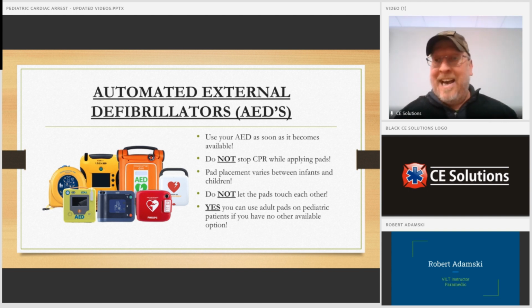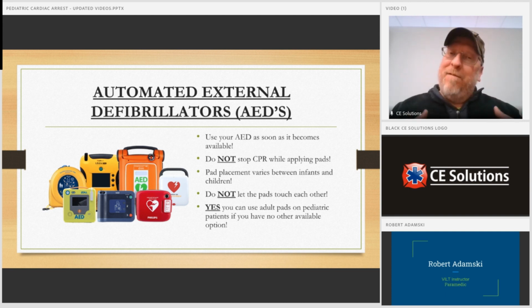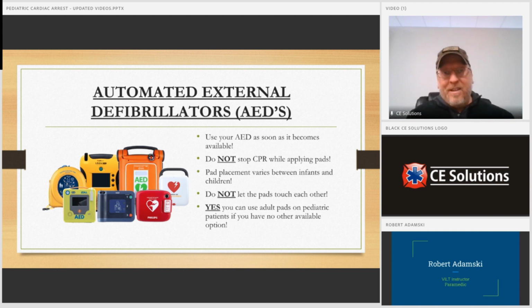AEDs now are very small, lightweight, and very reliable. I mean, look at it. Firefighters and cops can use them. And if they can use them, anybody can use them. That's my little dig on our wonderful fellow first responders that I love and respect. All right. So, what are AEDs?